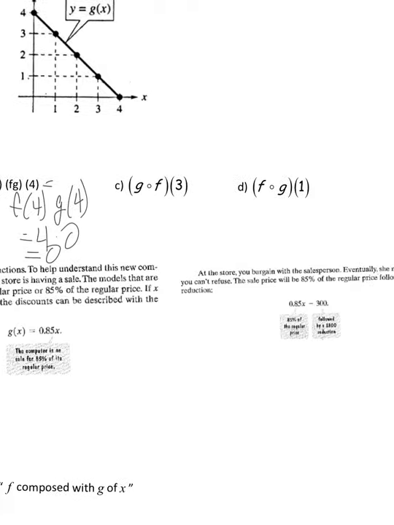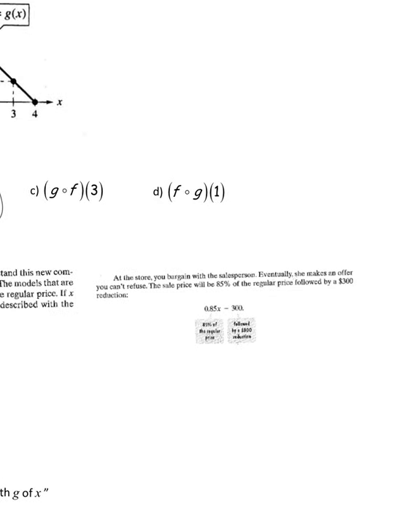So let's come over to here. At the store, you bargain with the salesperson. Eventually, she makes you an offer you can't refuse. The salesperson will be putting a 85% regular price discount, then followed by a $300 reduction. So they've given you both discounts. That would look like this, where the first thing that happens to x is the g function, which is 0.85x, and the second thing is followed by minus 300.